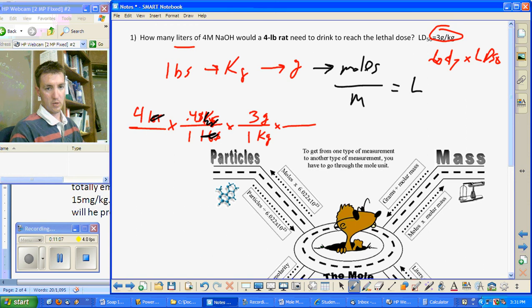So I got rid of kilograms. Yay me. So I want to turn grams into moles. So I take grams divided by the molar mass. The molar mass of sodium hydroxide, which I figured out earlier, is 40. So 40 grams is what's in 1 mole, if I ate 1 mole. Or if my dog ate 1 mole.